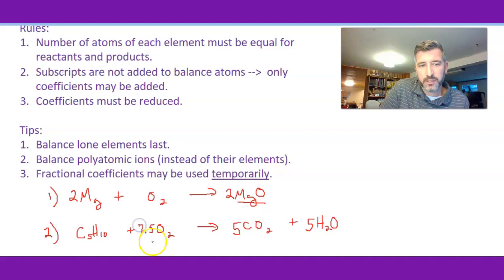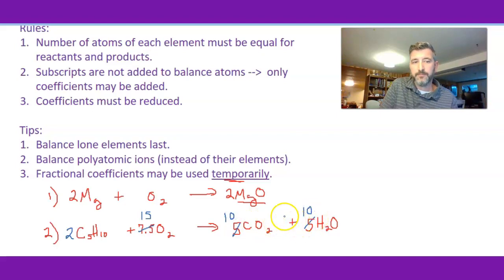But I just said that the coefficient stands for the number of molecules. And I can't have 7.5 molecules. That doesn't make sense. So I can use it temporarily, as the tip up here says. And then what I'm going to do is go through to get rid of that temporary decimal or fraction. I'm going to multiply it by 2. But if I'm going to multiply it by 2 to get a whole number, I've got to multiply everything by 2 because otherwise the equation will never be balanced. So 1 becomes 2, 5 becomes 10, and 5 becomes 10.